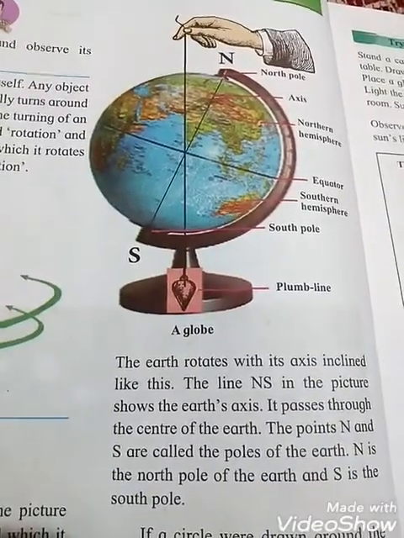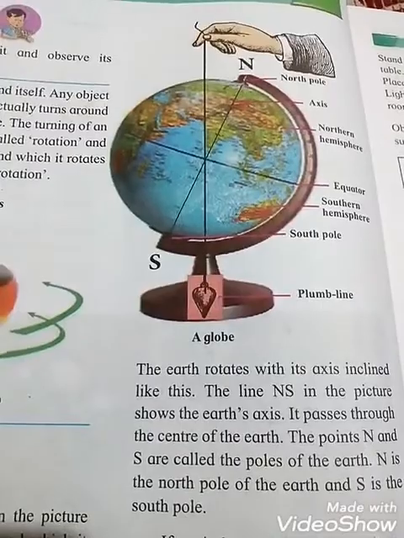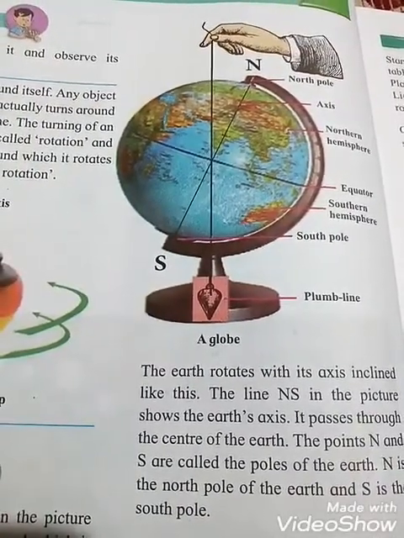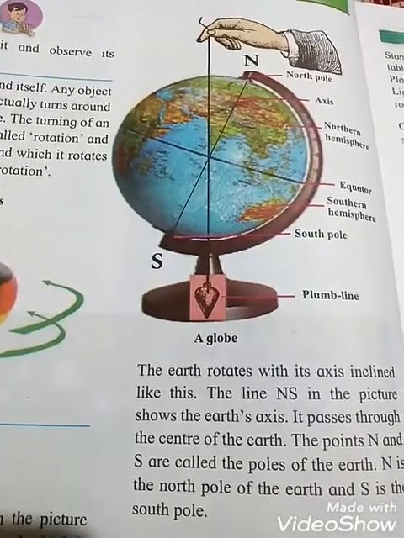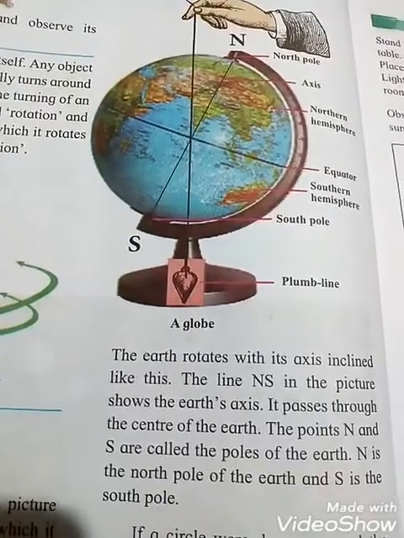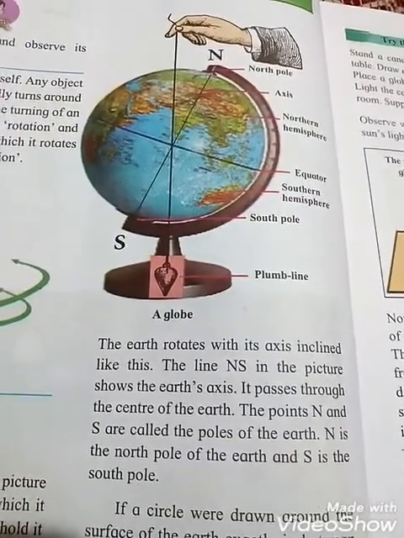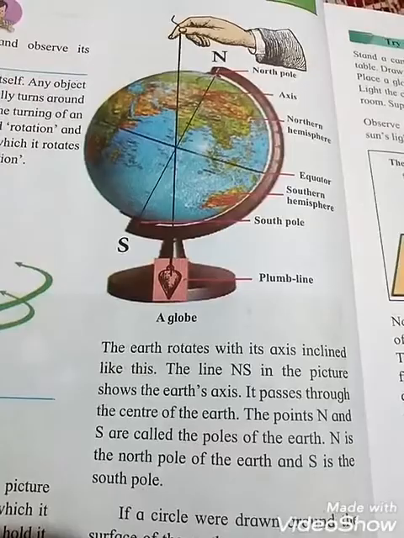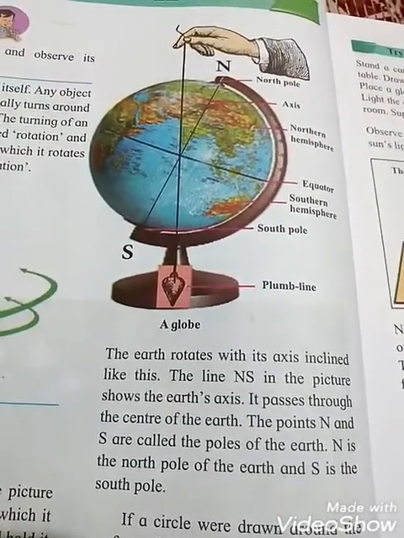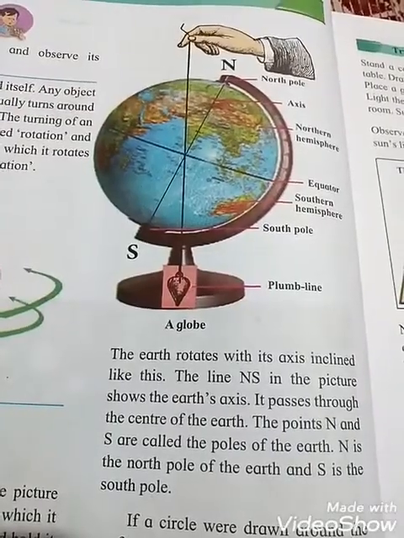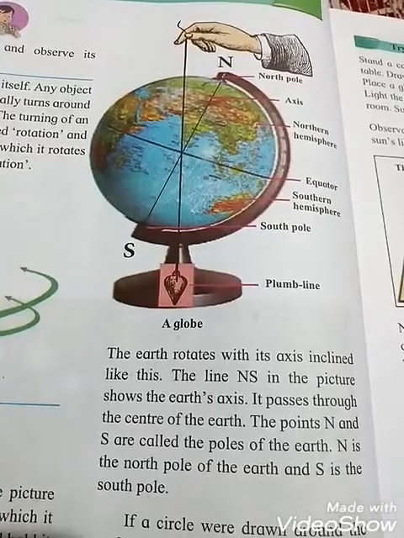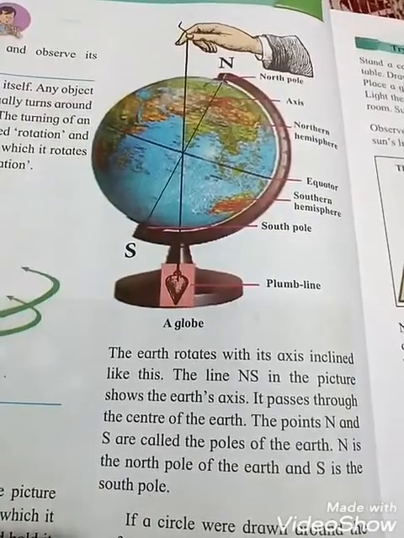See students, the imaginary line, the north pole and south pole, and the center part, the equator, are there. The earth rotates with its axis inclined like this. The line NS in the picture shows the earth's axis. N means the north pole and S means the south pole. It passes through the center of the earth.